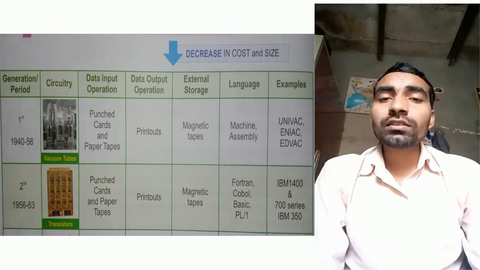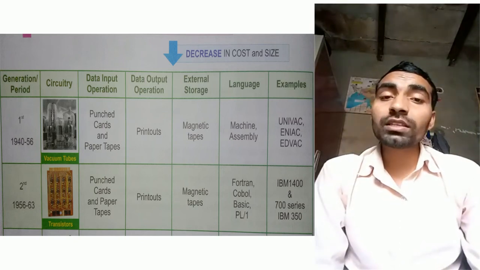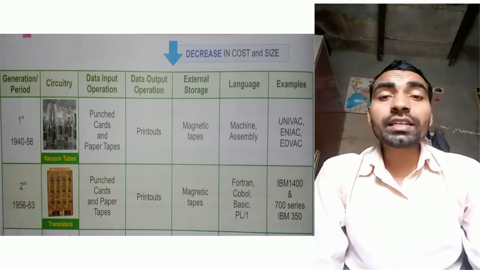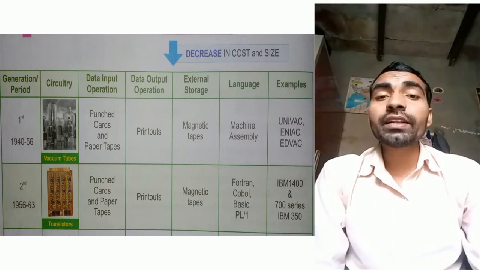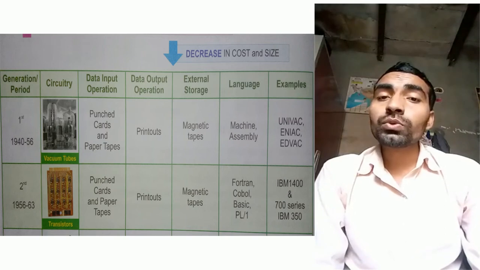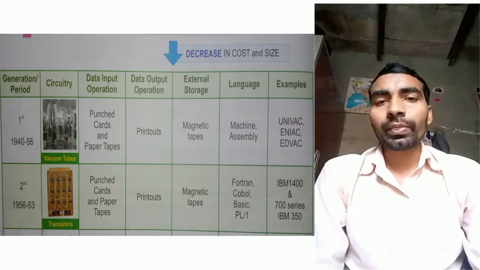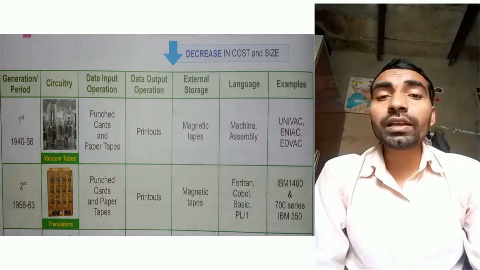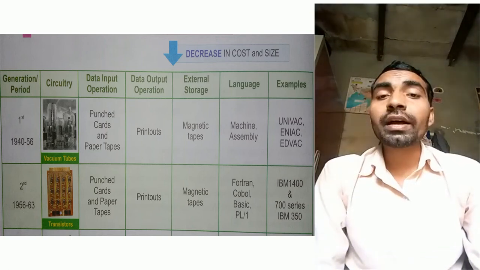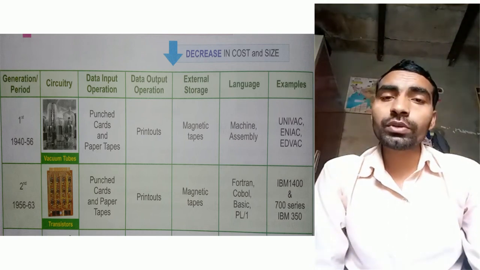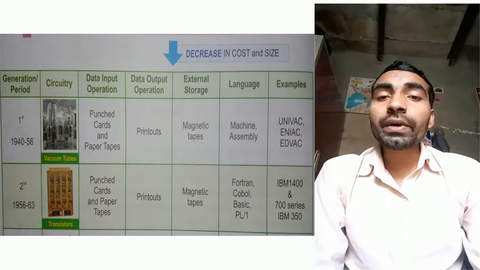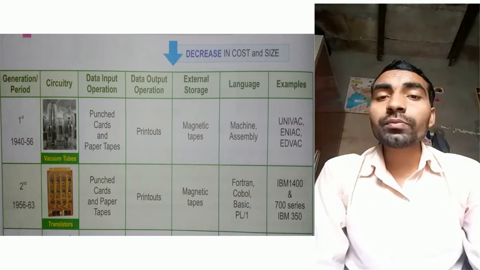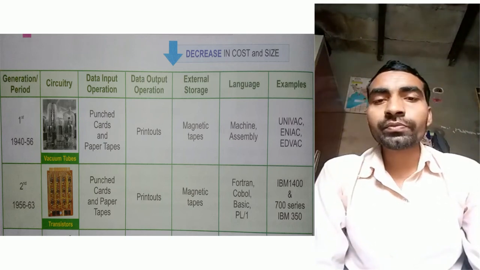Then the computer scientists developed new machines, new technologies, that come in the second generation, from 1956 to 1963. In this generation, transistors came. Transistors replaced the vacuum tube, and were used as the circuitry of computer. And punch cards were used as the input and output medium.